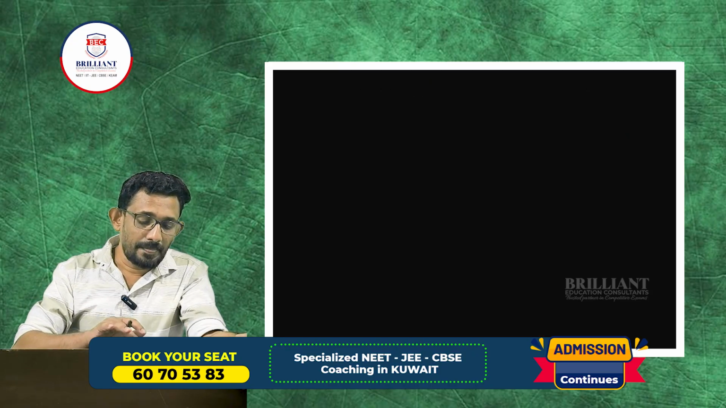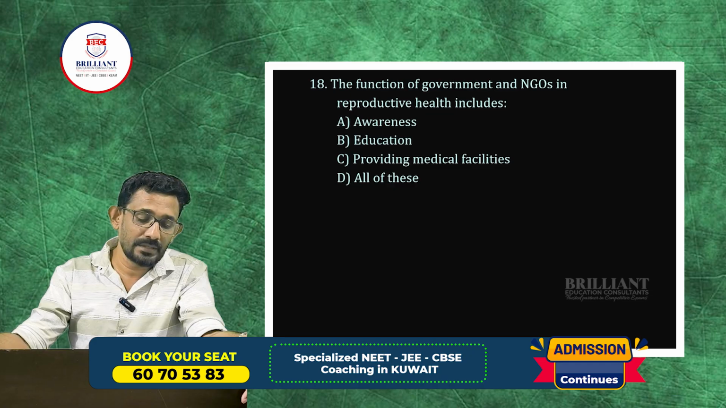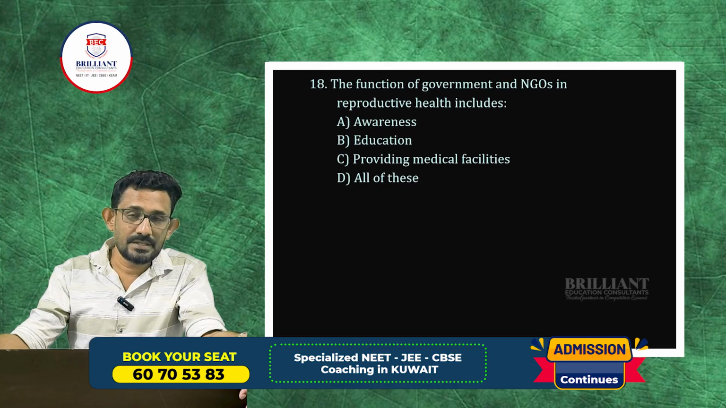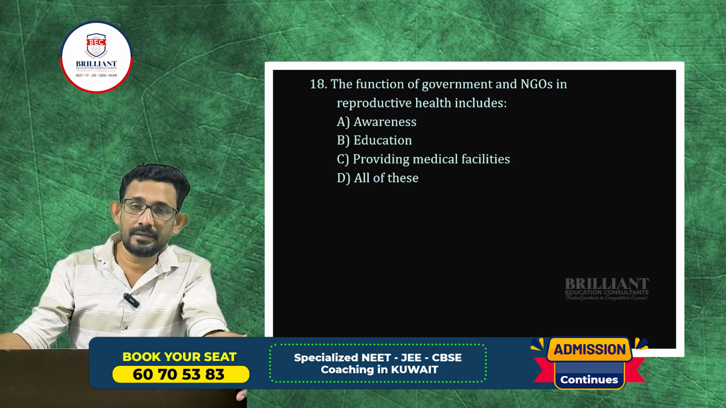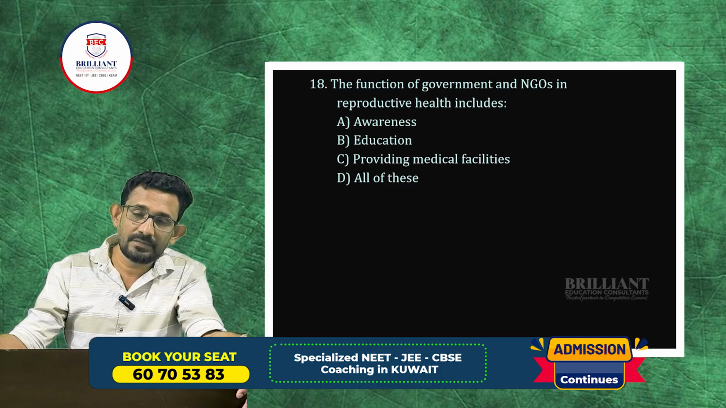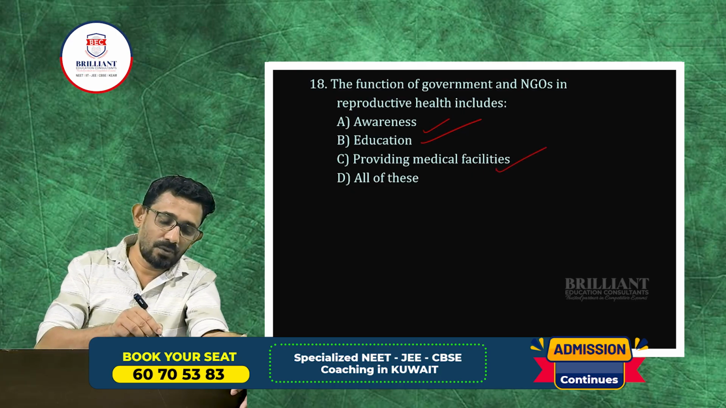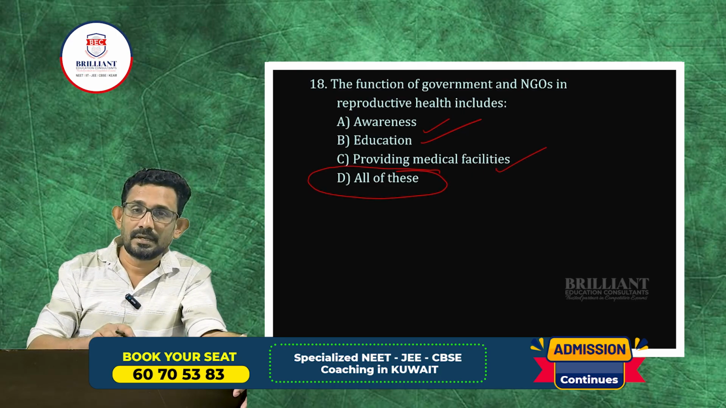Then next question, the function of government and NGOs in reproductive health includes NGOs, non-governmental organizations, and another one is NACO, National AIDS Control Organization. These two organizations are providing awareness, education, and medical facilities. So they are giving awareness, educating people, and providing medical facilities also. So here option D, all of these, is the correct answer.